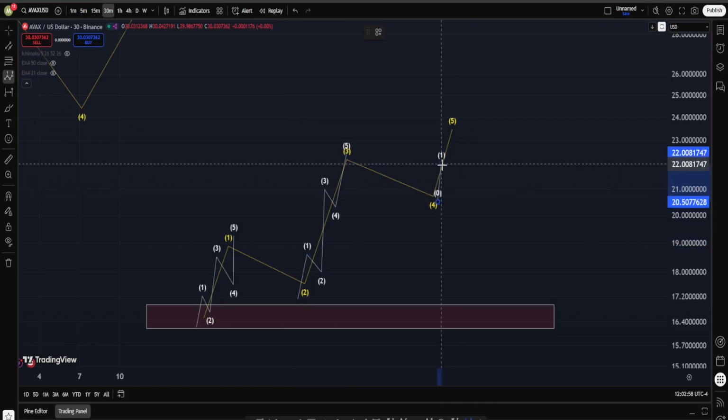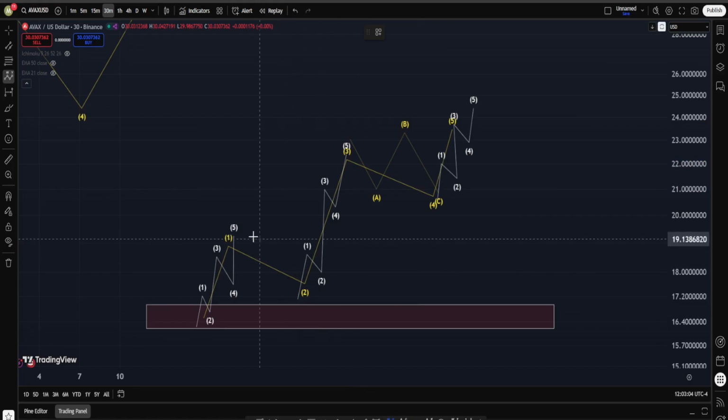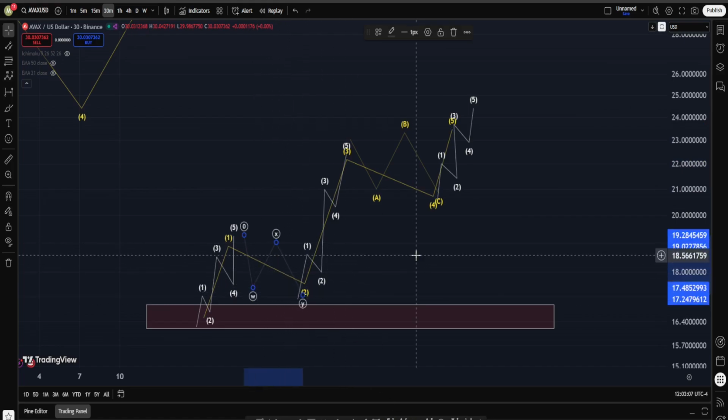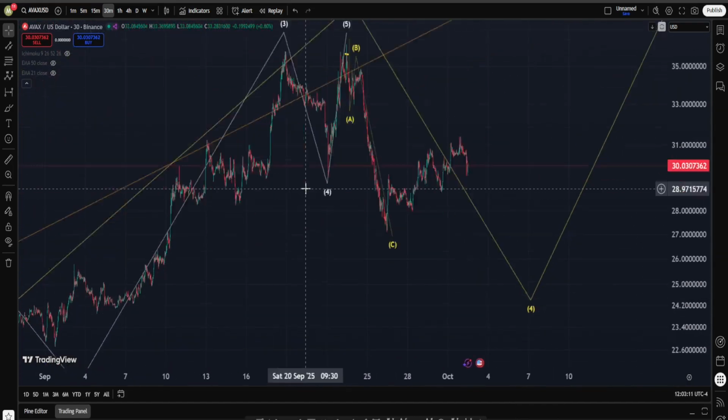And for wave 2 and 4, we can have different counts. Let's say ABC into 4 and a WXY structure into wave 2. Now, let's go on the live chart and see what is going on.